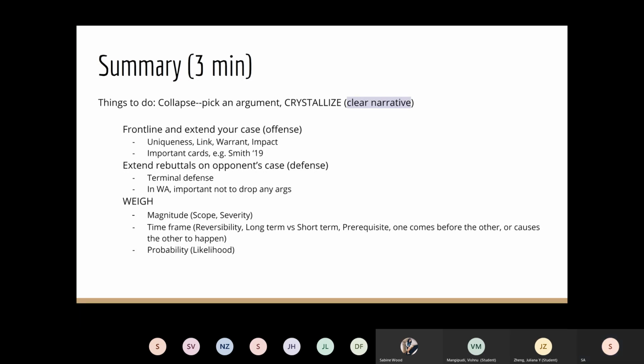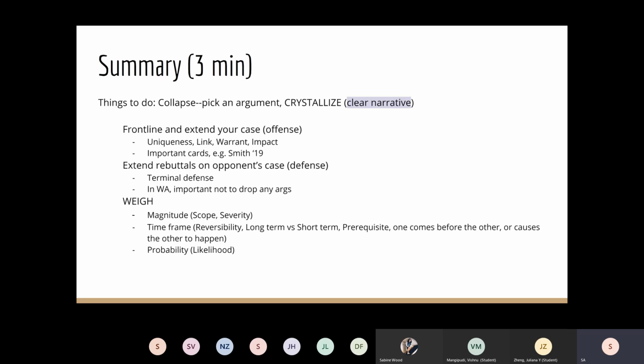And extensions on the case, you want it to be like uniqueness, link, warrant, and impact. You don't need to have a very extensive extension. You can practice it so it's like 15 seconds or 10 seconds or even 5 seconds. You want to extend what makes sense, basically. So you want to look for important cards, like for example, Smith 19 explains. But you definitely want the warrant and the impact in there. And you want to clear up any responses or doubt your opponent puts on your case. So make sure you have the argument interaction and the warranting in place.